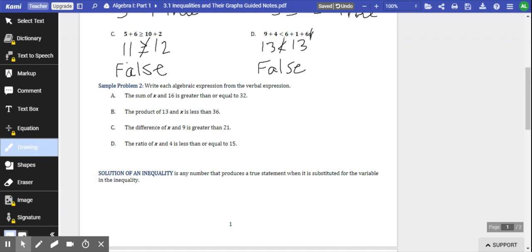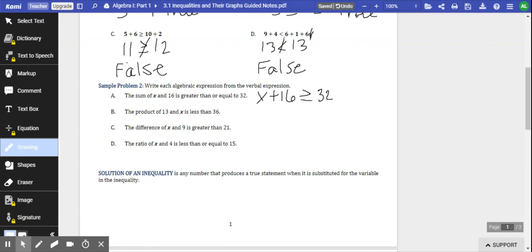All right. Now we're going to write algebraic expressions for these verbal expressions. So the sum of x and 16 is greater than or equal to 32. Well, sum means plus, so x and 16, and then 32. Greater than or equal to: greater than, and then equal to.